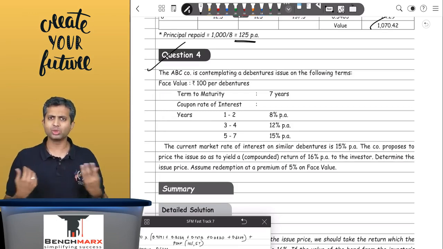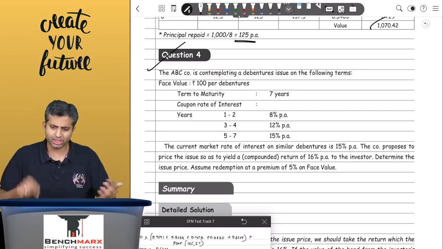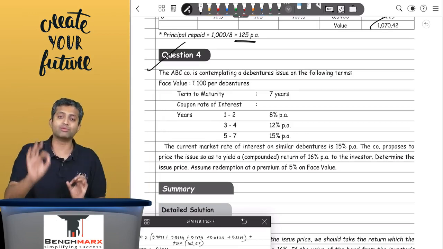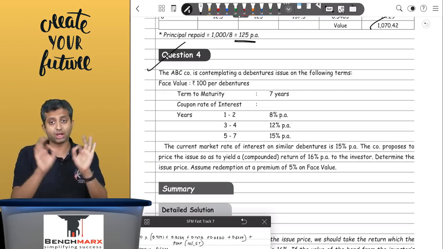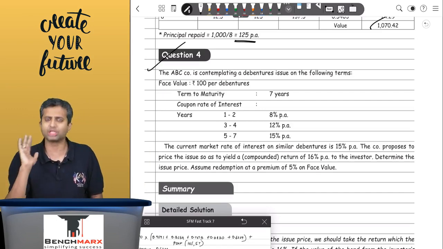Well, if I am doing evaluation from the investor's perspective, I will not care what the company wants to give me. I will say that what is the value I will pay in order to safeguard minimum my required rate of return. So investor will take 10%, that is the rate of return he requires.